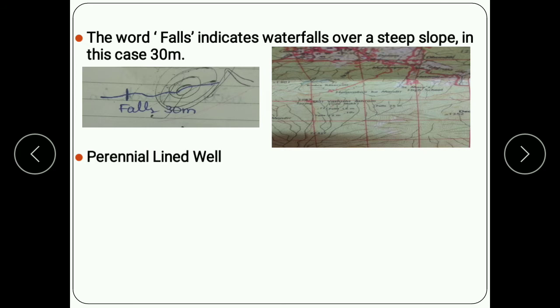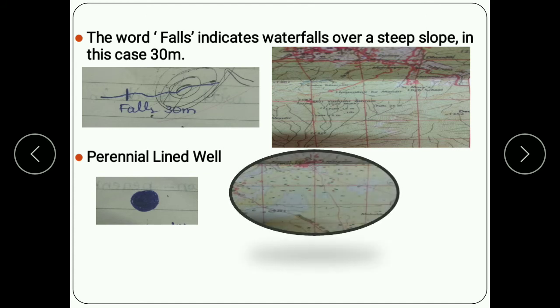Perennial lined wells are mostly found in areas where agricultural activities are much developed, because people will be using the wells for irrigation facilities. You will find so many blue circles filled with blue color. Those are the perennial lined wells, made by the people, and they never run dry, and water is available throughout the year.